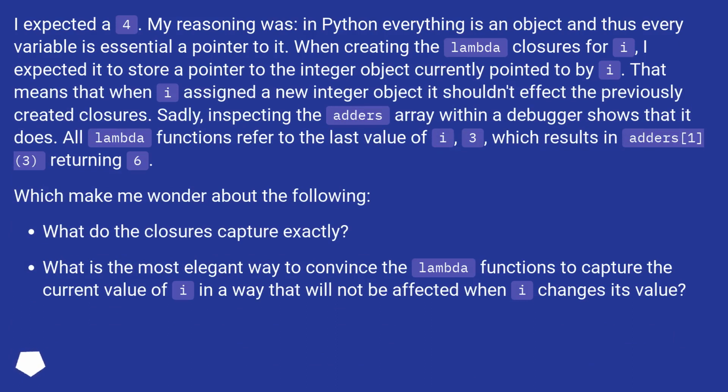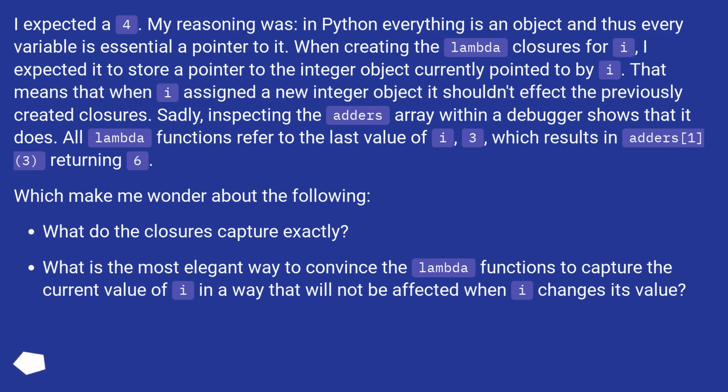I expected a 4. My reasoning was, in Python everything is an object and thus every variable is essentially a pointer to it. When creating the lambda closures for i, I expected it to store a pointer to the integer object currently pointed to by i. That means that when I assigned a new integer object it shouldn't affect the previously created closures. Sadly, inspecting the adders array within a debugger shows that it does. All lambda functions refer to the last value of i, 3, which results in adders[1](3) returning 6.